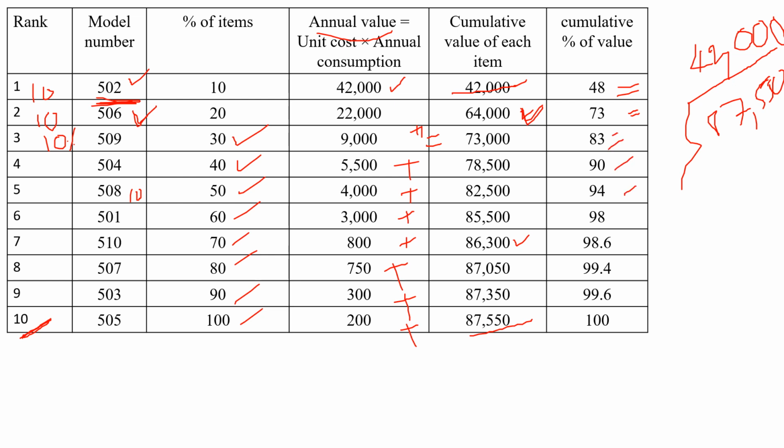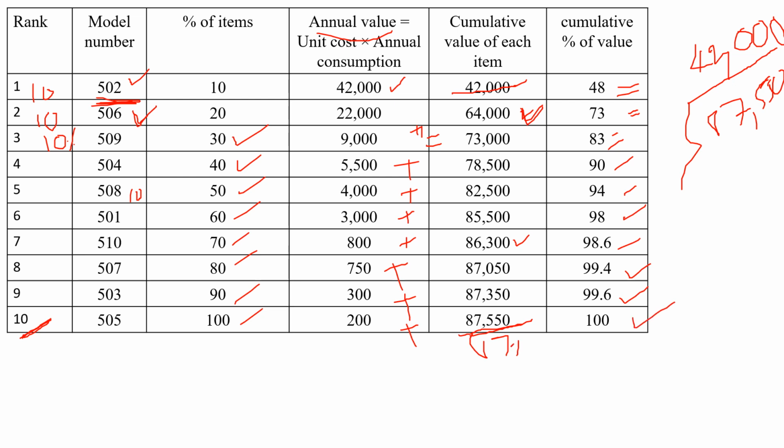Next one 94. Next one, 85,500 divided by 87,500, is 98. Next one 98.6. Next one is 99.4. Next one is 99.6. And the last one is 87,500 divided by the total, also 87,500. It will become 100%.